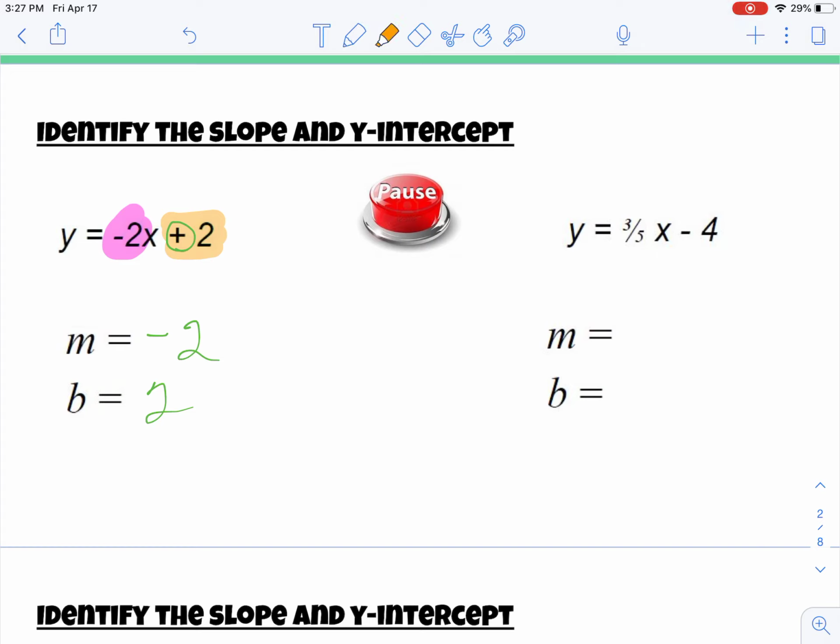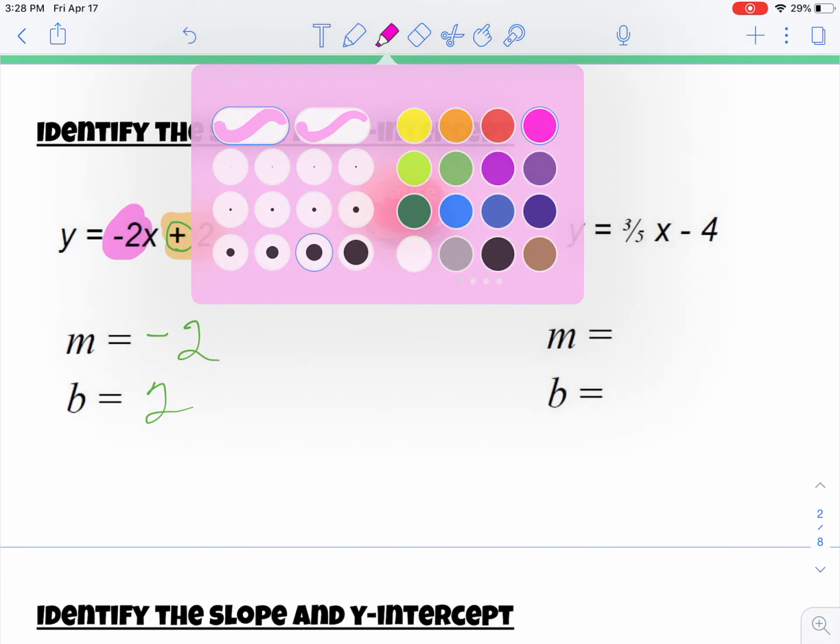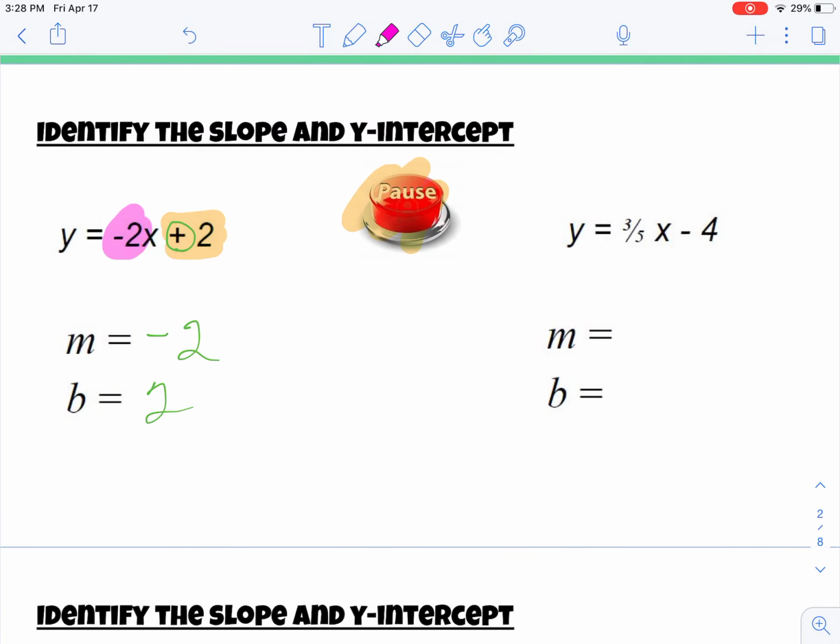All right, if you will, hit that pause button for a second, and I want you to try the second one on your own. All right, welcome back. Tell me, what did you get for the slope? Cool. Did you get 3/5? That makes me very happy. And what did you get for the y-intercept? Did you pick up on the fact that this was going to be a -4 this time? Awesome.